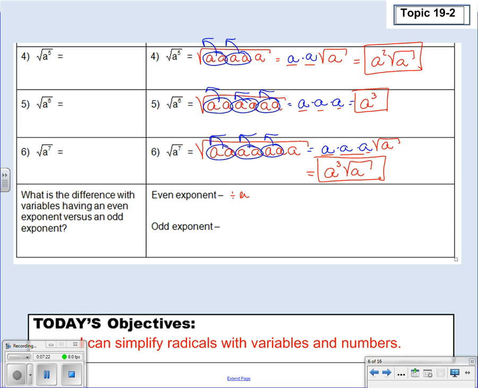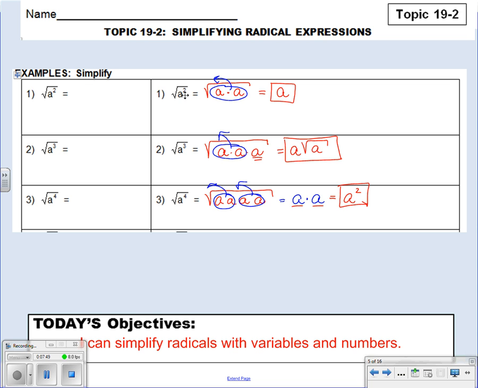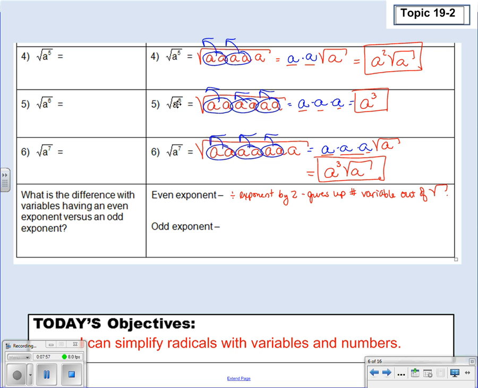So if we divide the exponent by 2, this gives us the number of variables out of the radical. Okay, the number of variables that we can take out of the radical. So let's look. A squared is 2 divided by 2, that gives us 1 a. A to the 4th, 4 divided by 2, that gives us 2 a's that are taken out. A to the 6th, 6 divided by 2, I get a to the 3rd power.